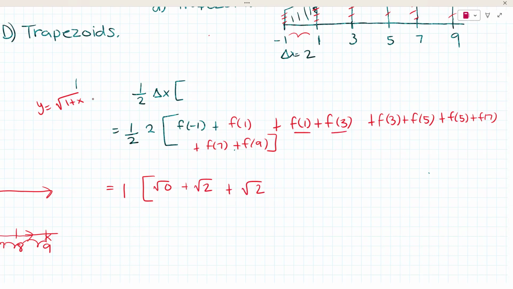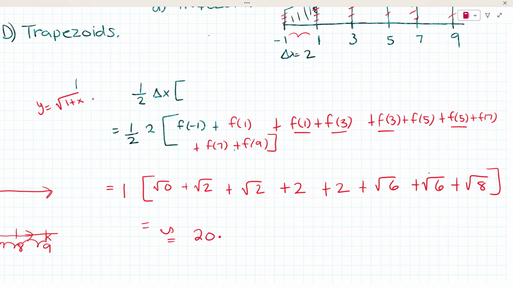F of 3 is square root of 3 plus 1 is 4, so square root of 4 is 2. F of 3 is also 2 again. F of 5 is 5 plus 1 is 6, so square root of 6. And then f of 5 is also square root of 6. Plus f of 7 is 7 plus 1 is 8, so square root of 8. So when you put it all together, you should get 20.547.